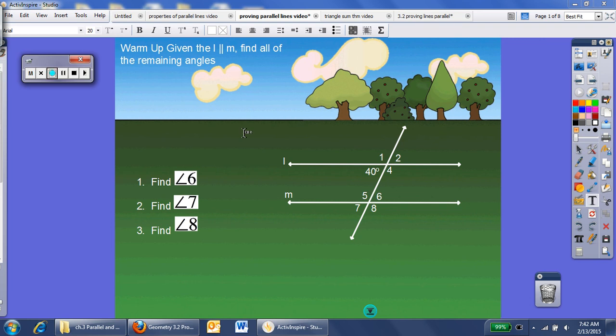Hi students, let's start with a warm-up today. Given that line L is parallel to line M, we want to find the measure of angles 6, 7, and 8. Go ahead and pause your screen and do that.